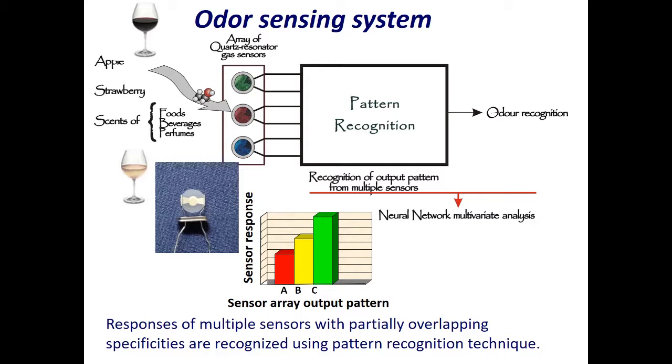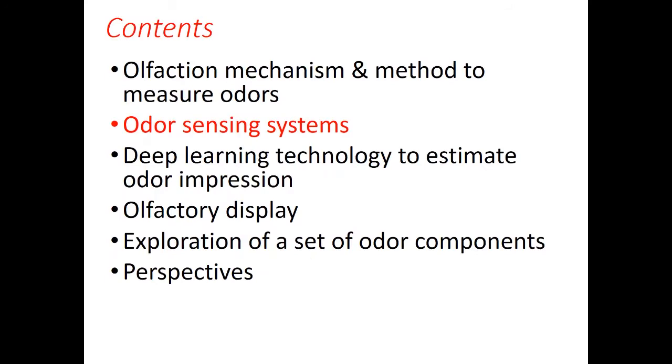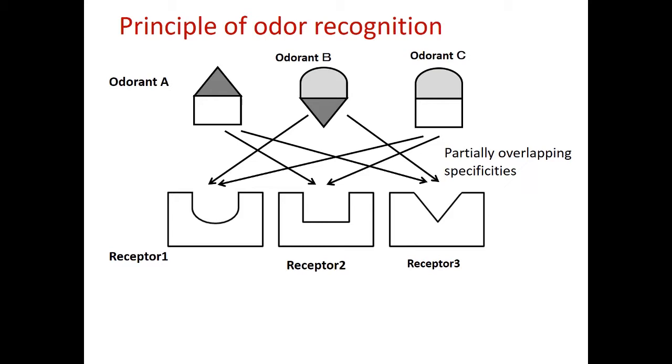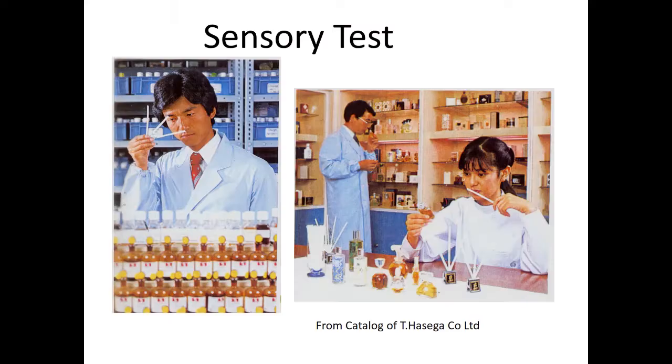After that, that is put into the pattern recognition portion. Typically this uses a neural network, machine learning, multivariate analysis, or something like that. The main problem is typically classification, and the classification result comes out here. The basic principle is that the responses of multiple sensors with partially overlapping specificities are recognized using a pattern recognition technique. This is the same as this one, a biological one, and the biological one also uses this kind of technique.